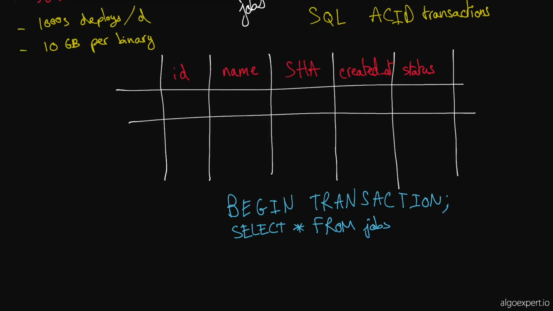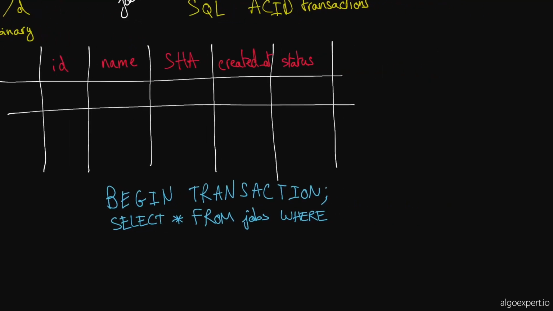So where status is equal to queued, right? I forget if it's one equal or two equals. I'll just go with one. Where status is equal to queued, and we have to get the oldest one. So to get the oldest one, what does that mean?